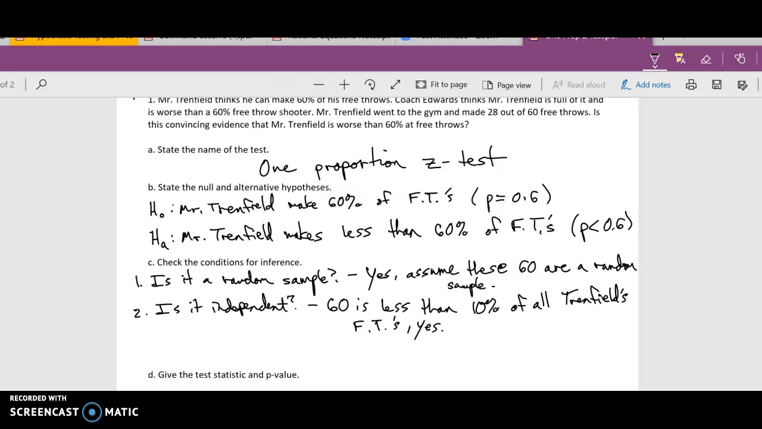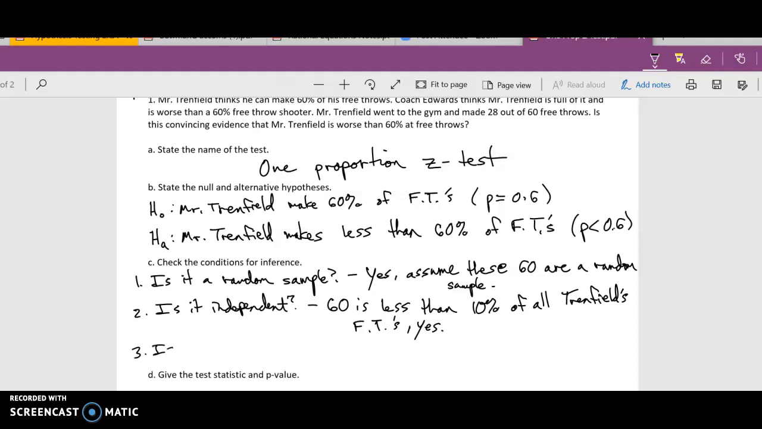Okay, so we're going to consider it independent as long as the sample size, which is this one, 60, is less than 10% of the population. Sure, let's assume that's true. He's making at least 600, or 10 times 60.